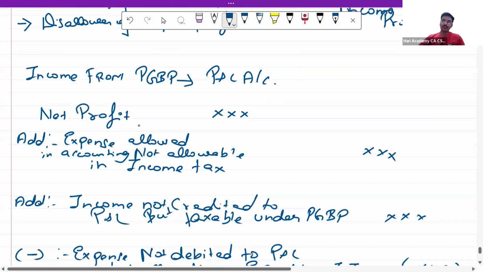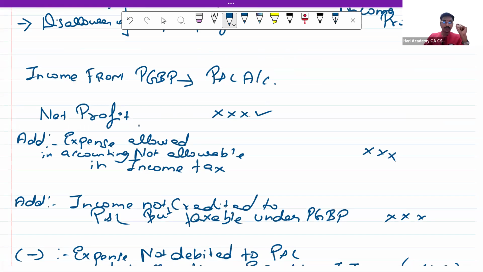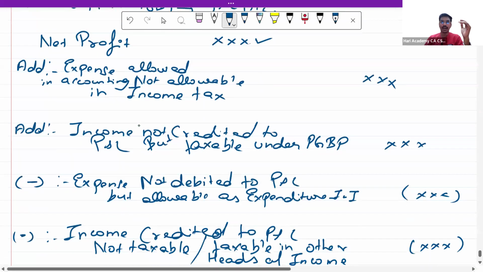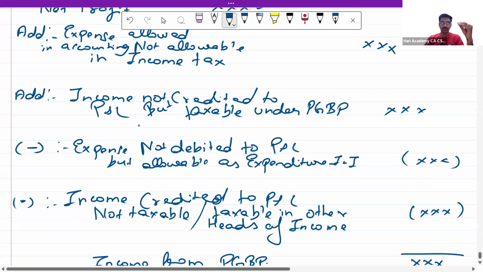So you have to start with net profit. To the net profit, you have to do two additions. First addition is expenses debited to the P&L account, but which are not allowable as an expenditure in the income tax, that is to be added. And income which is not credited to P&L account, but it is taxable under the head PGBP, that amount is to be added. There are two subtractions to be made.